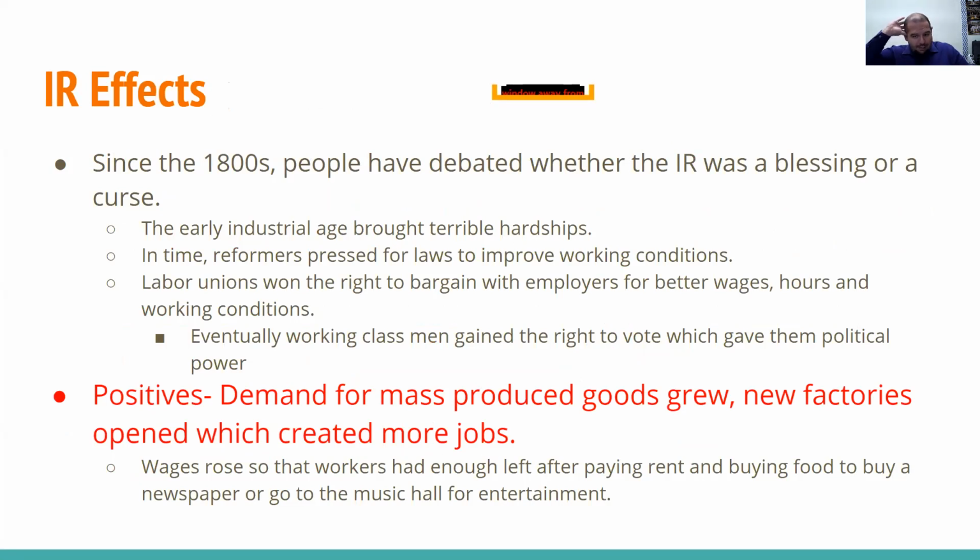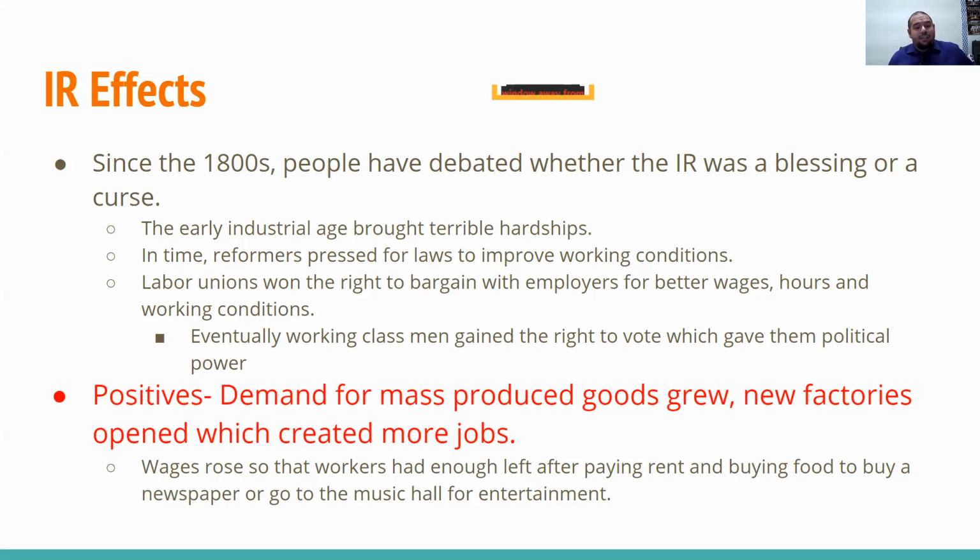So, the Industrial Revolution, its effects. Since the 1800s, people have debated whether the Industrial Revolution was a blessing or a curse. The early industrial age brought on terrible hardships. In time, though, reformers pressed for laws to improve working conditions. Labor unions won the right to bargain with employers for better wages, hours, and working conditions.